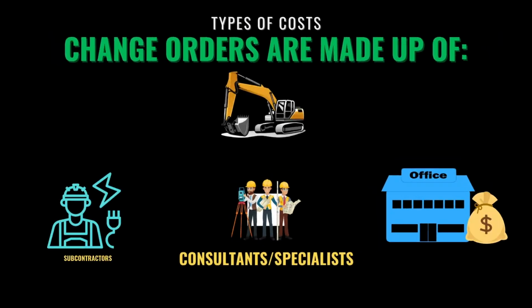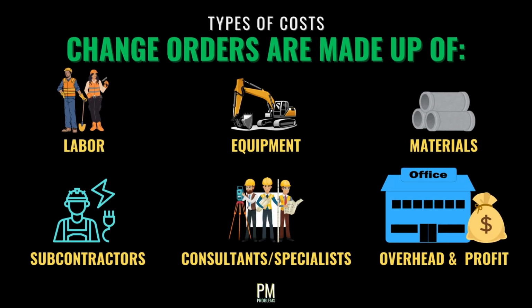Now, with that said, let's outline the types of costs that typically make up a change order's total value. A change order might include all of these, or just a handful, depending on the type of change order and what it involves. They are as follows: labor cost, equipment cost, the cost of materials, the price for any subcontractors to perform work, the cost of hiring consulting firms such as engineers, inspectors, surveyors, or specialists, overhead, and lastly, profit. I'll be referencing these types of costs throughout the entire video. Now, let's get into the details.